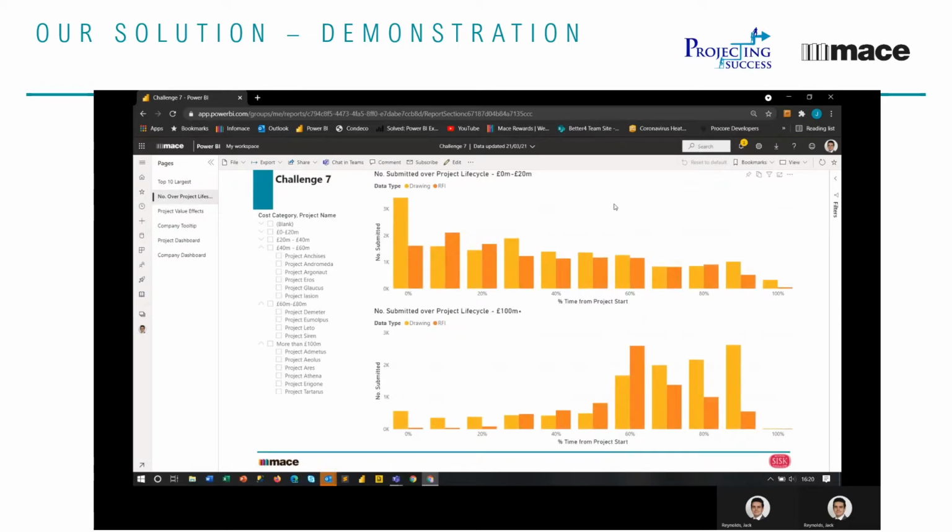This shows the project lifecycle. So you can see for low budget projects between 0 and 20 million, there are a lot more RFIs and drawings at the start, whereas high budget projects over 100 million have many more RFIs and drawings at the end of the project, showing that they're having more trouble.